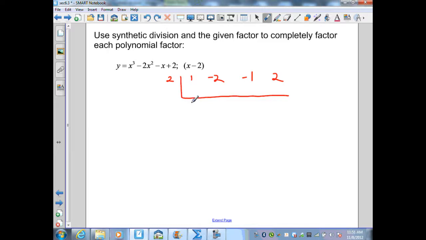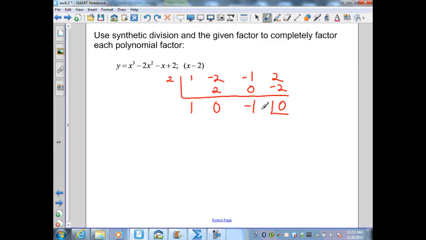Let's bring down my first coefficient, which is 1. 2 times 1 is 2. Negative 2 plus 2 is 0. 2 times 0 is 0. When I add, I get a negative 1. 2 times a negative 1 is a negative 2. And I have a remainder of 0.